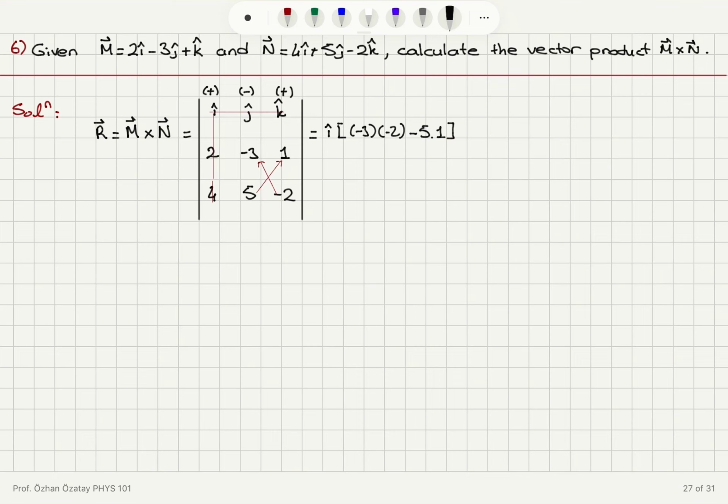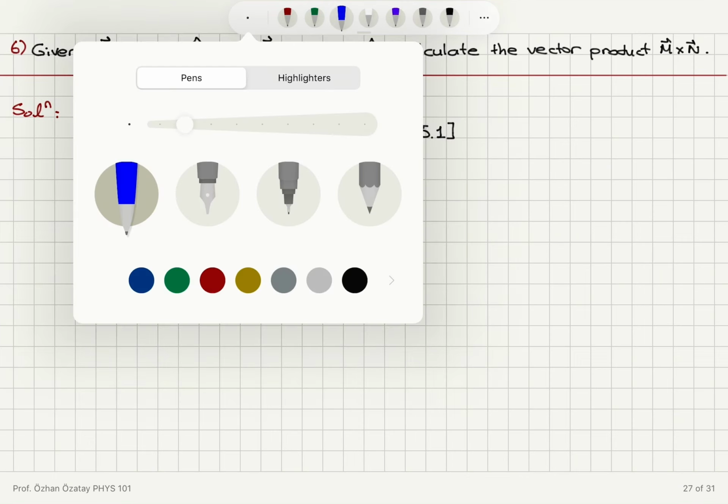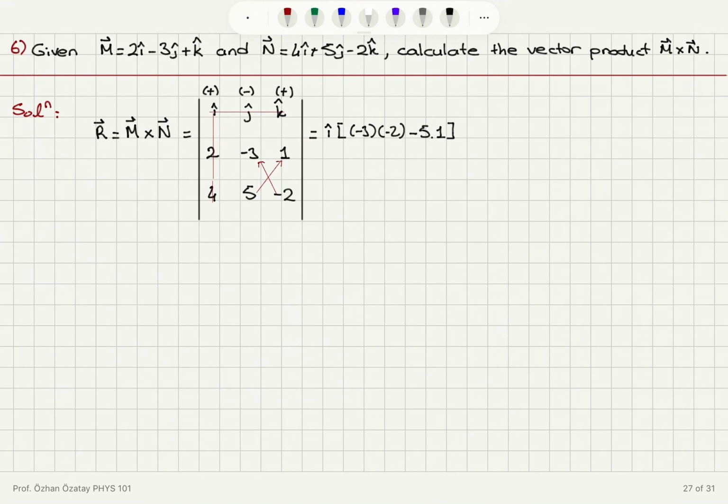And for the second row, for the minus j hat component, we're going to cross out the first row and the second column. Then we will have 2 and minus 2, 4 and 1. So this is going to give us minus j hat times, looking at the blue ones, 2 times minus 2 minus 4 times 1.